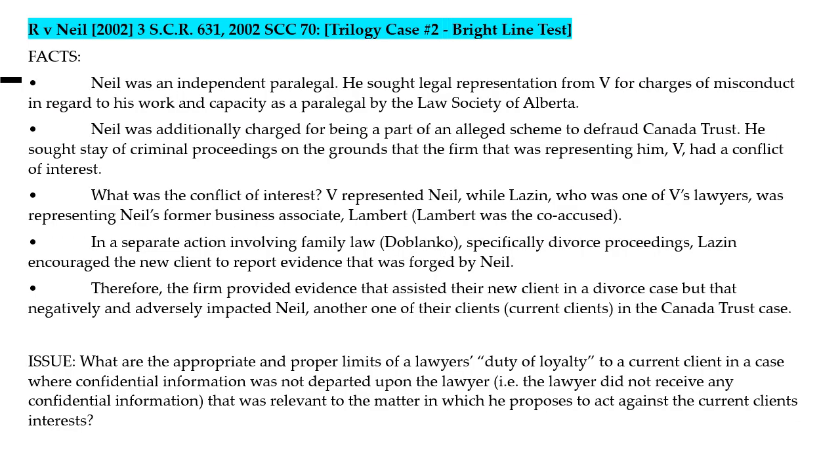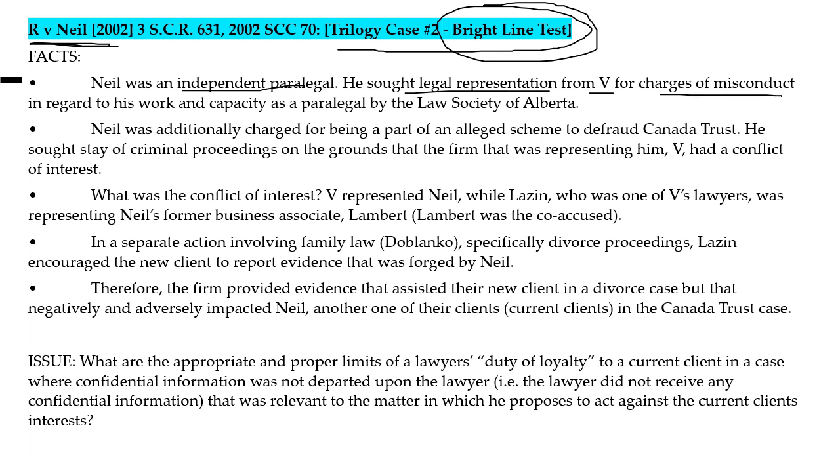Then the trilogy's next case, here the bright line test. This test comes from the R versus Neil 2002 case. So let's see what happened in the facts. Neil was an independent paralegal. He sought legal representation from V for charges of misconduct in regard to his work and capacity as a paralegal by the Law Society of Alberta. Neil was additionally charged for being a part of an alleged scheme to defraud Canada Trust.